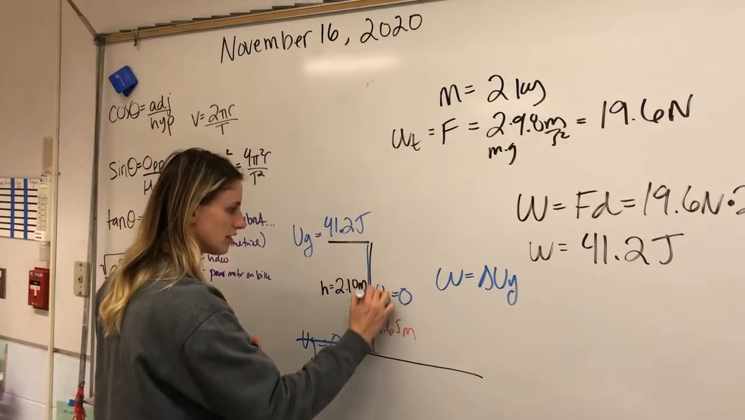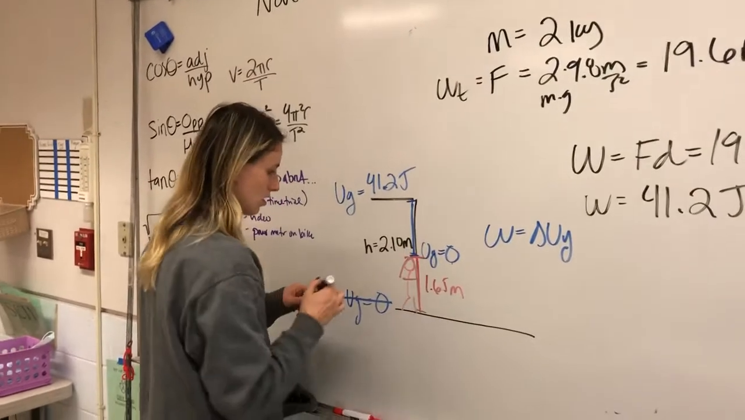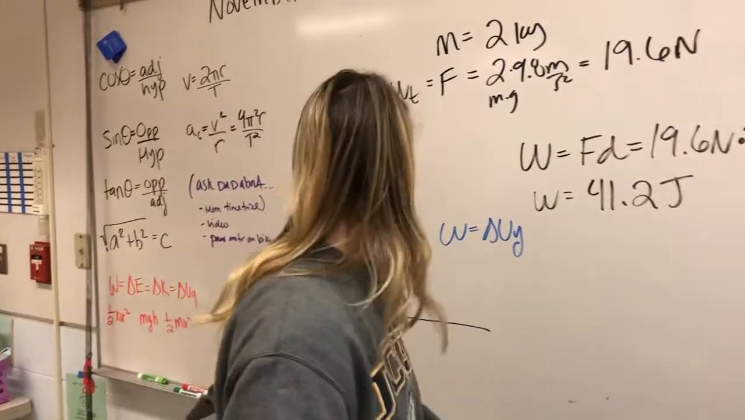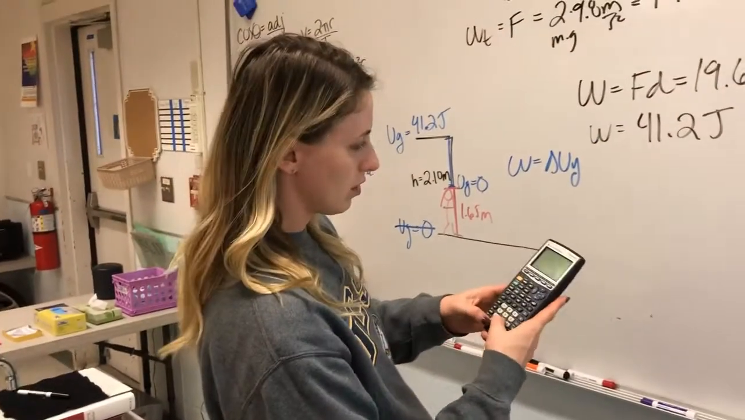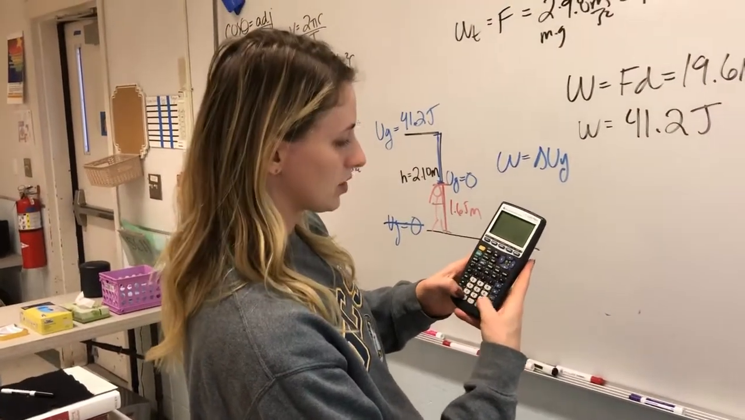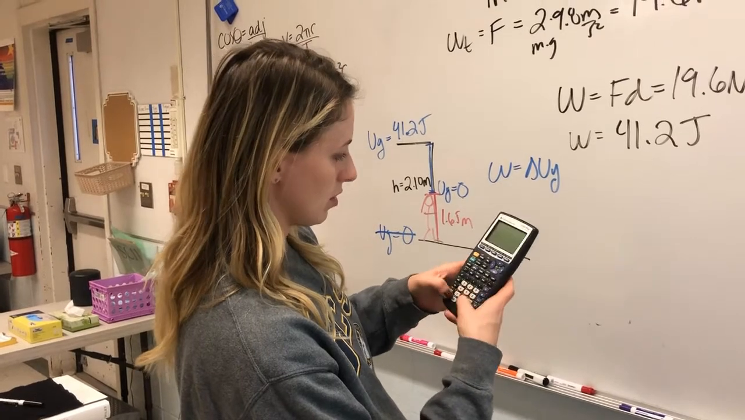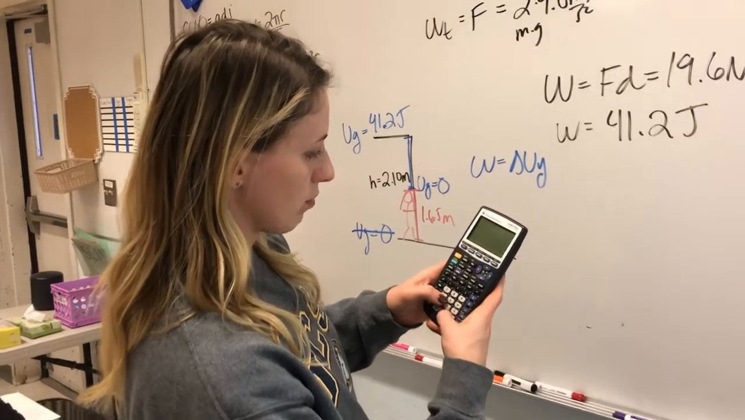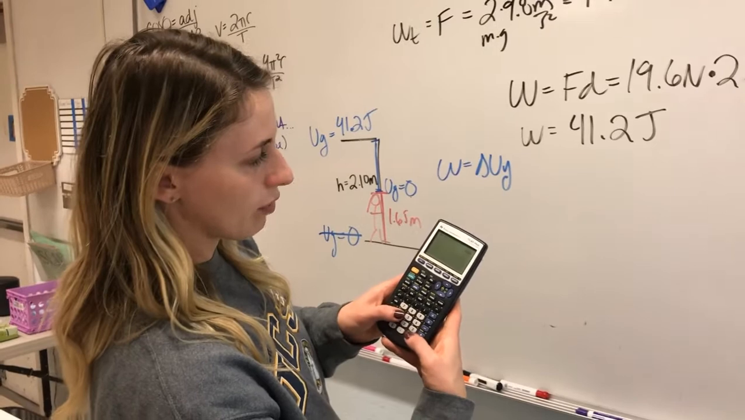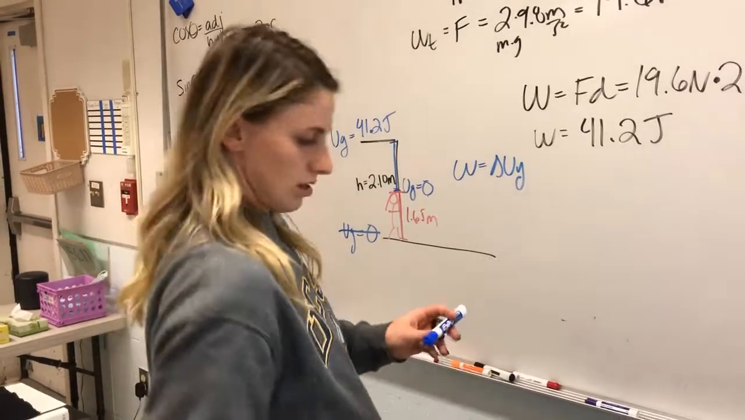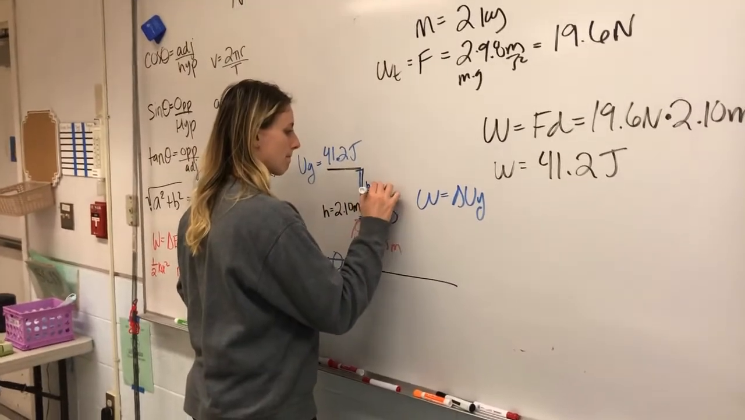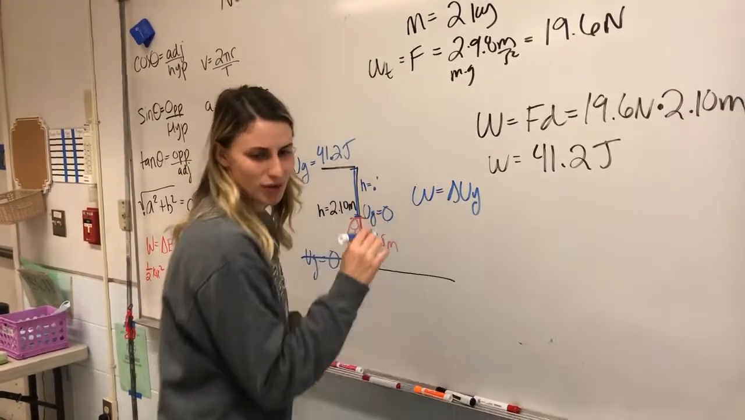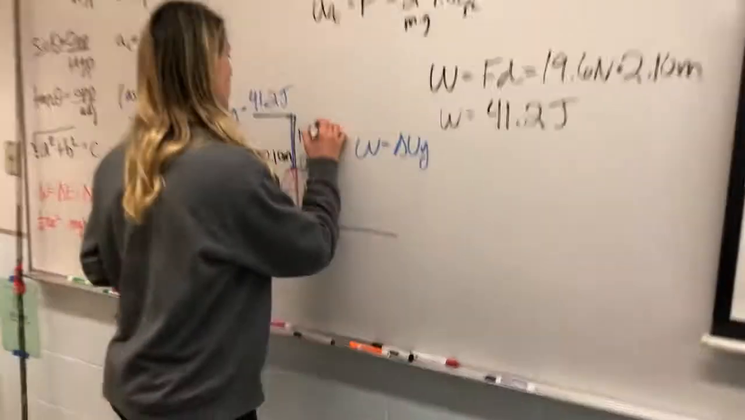How much is this? Let's do some math here. The whole thing is 2.1, and we're going to subtract 1.65. 2.1 minus 1.65, I get 0.45. That makes sense, right? So it's 0.45 meters from the top of the head to where the book is.